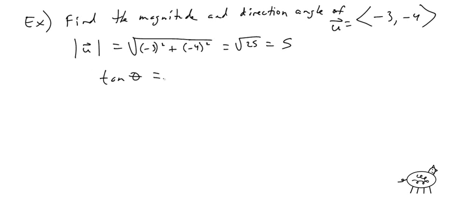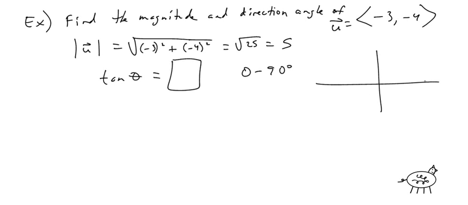Tangent of theta. This is the deal, math fans. If you remember inverse tangents from the last chapter, it's only going to give you a value between -π/2 and π/2, or between -90 and 90. So setting up tangent of theta and putting all the values in only gives me values between 0 and 90 degrees. That doesn't really help, because -3, -4 is somewhere in the third quadrant, so I really need to know this angle here.